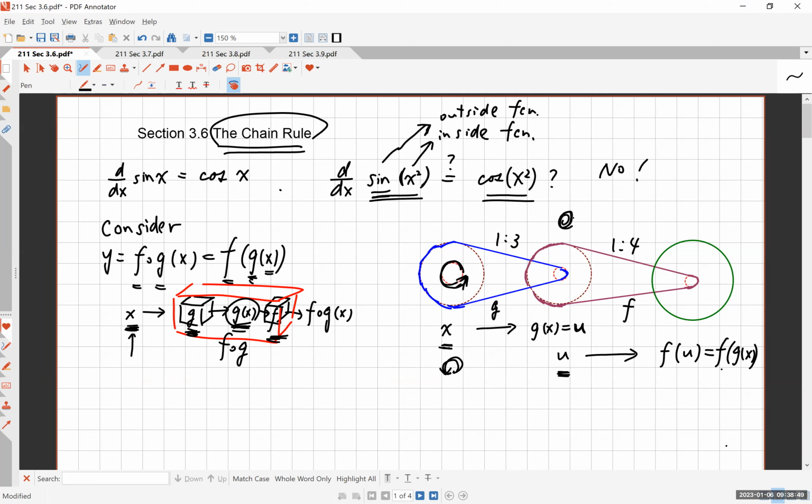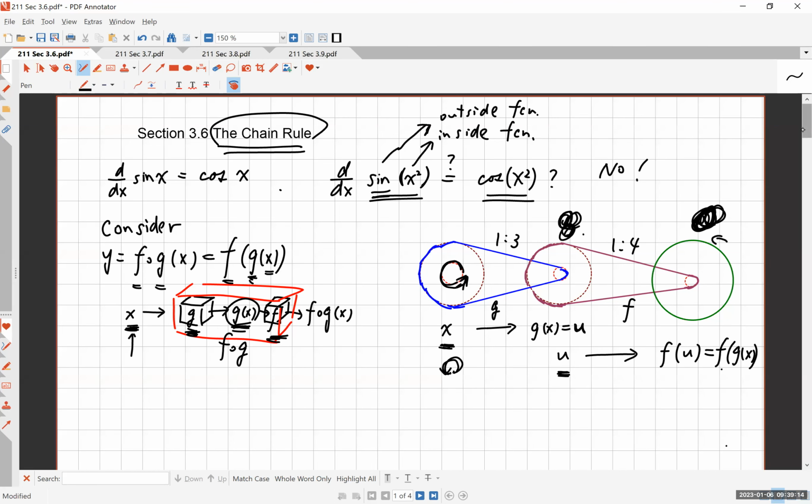Now, I said the ratio between the second and the third gears is 1 to 4. So as you turn this once, this goes around 3 times. And that means this goes around how many times? For each turn here, this gets rotated by 4, right? So if you turn this 3 times around, this will go around 12 times. So what is happening here?